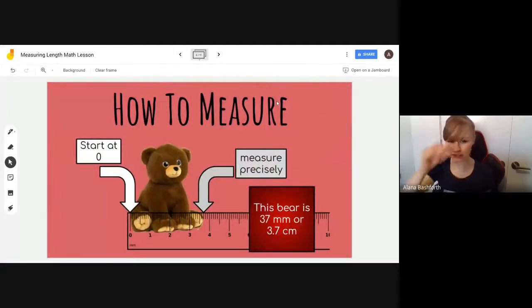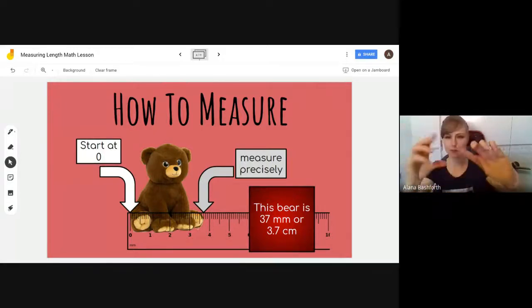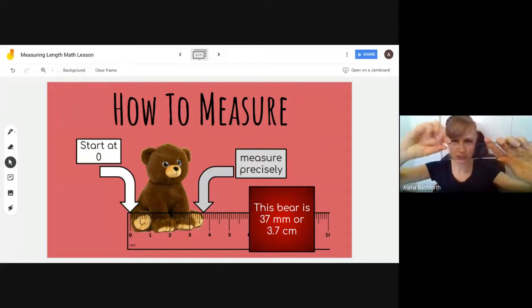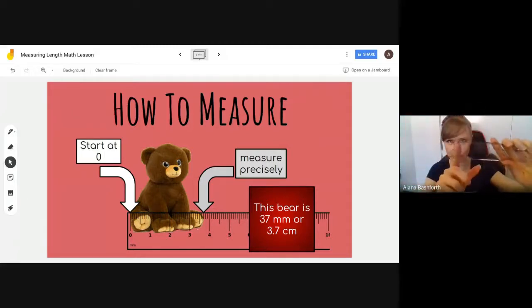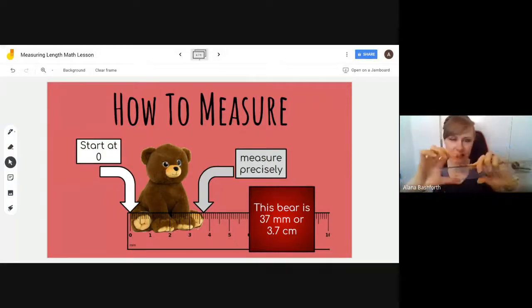And then when you're measuring, what you want to do is make sure that you start at the 0 on your ruler. So there, now you can see it. You want to make sure that you start the object right at the edge of the 0. So if I'm measuring the width of my hand, I'm putting my hand right there, and then it's going all the way to the end, which looks like it is 7.5 centimeters. So that's either 7.5 centimeters or 75 millimeters.